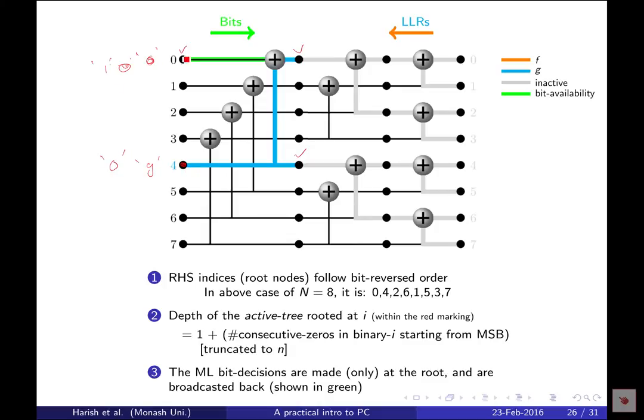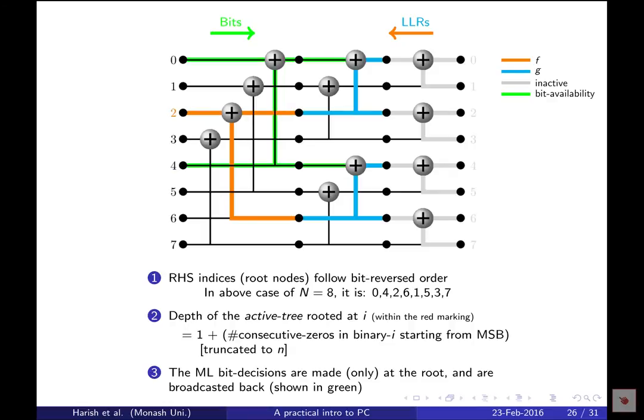So these bits now will be broadcasted to these nodes. So as a result of past two iterations, we have a bit here, B0. We have a bit at 4, B4. And these bits are broadcasted to this level, that is B0 XOR B4. This is B4 as it is. So that's how bits are flowing from the left hand side to the right hand side.